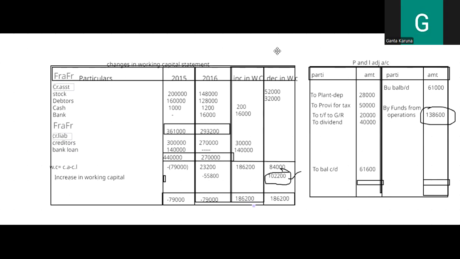So here, the first and foremost thing I'm going to take is, earlier we have already prepared the two accounts. From the balancing figures of these accounts, I'm going to first consider them while preparing my funds flow statement. The first one is from my working capital. I got an increase in working capital. The second one is funds from operations. So I'm going to take these first.